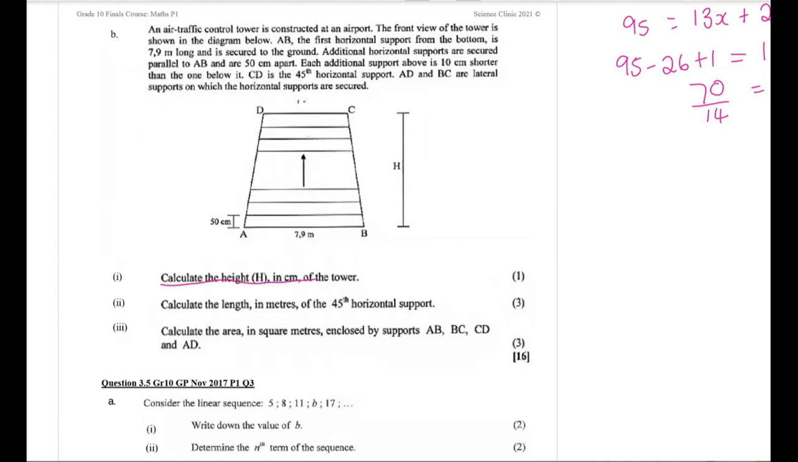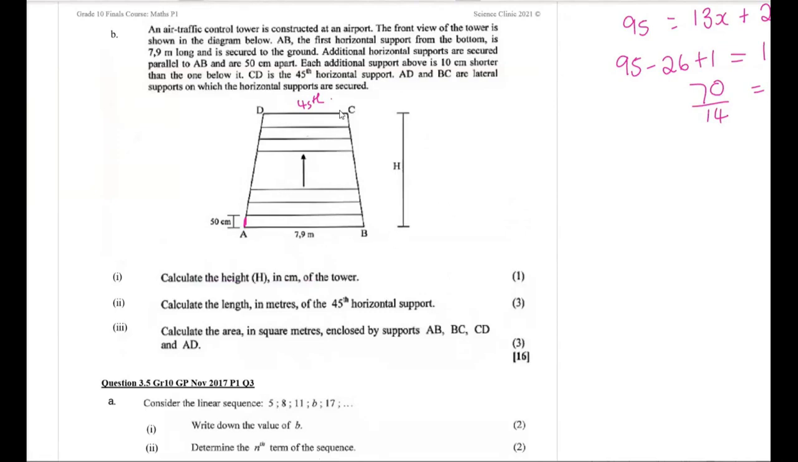If CD is the 45th horizontal support, and we know 50 centimeters, isn't it? The additional horizontal supports are secured parallel to AB and are 50 centimeters apart. So which means this is 50 centimeters apart. But as we go up, each additional support above is now 10 centimeters shorter than the one below it. Now we are looking at the height h. So what do you think we will calculate h like? This height.